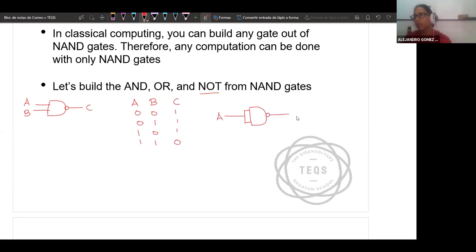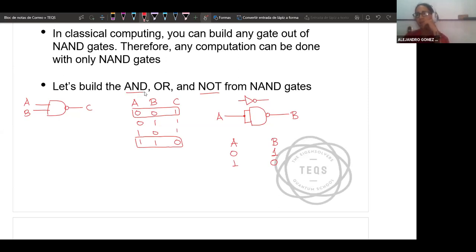So we have an input A and an output B. But here we take a copy of the bit. So the two inputs are equal. So A could be either 0 or 1. If it's a 0, then the two inputs of the gate are 0. So we are here, and the output is 1. And if A equals 1, then we are here, so our output is going to be 0. So you see that this configuration of the NAND gate is equivalent to a NOT.